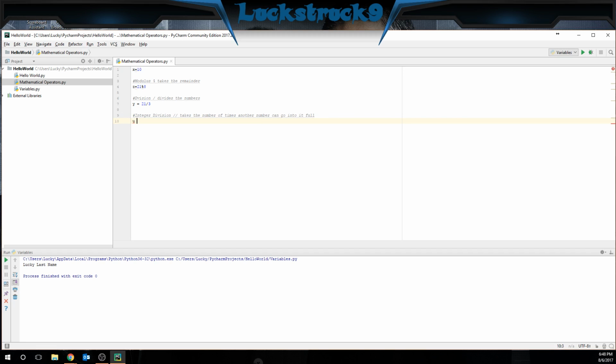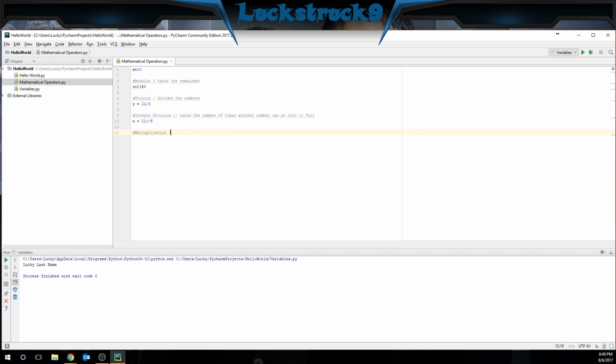So let's say u equals 21, integer division, 5. The answer to this is 4. 5 goes into 21 wholly 4 times with the remainder of 1, which we then ignore. It pairs with modulus very well. The modulus will show the remainder, the integer division will show the whole number. Something to think about.